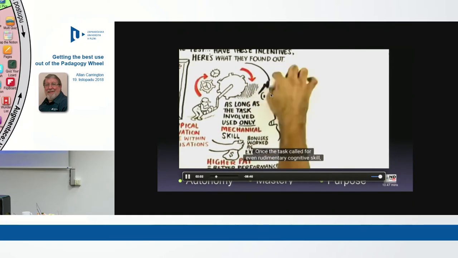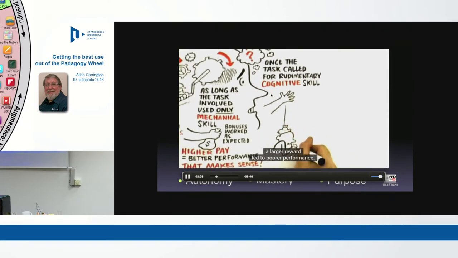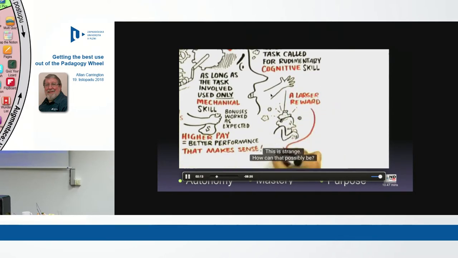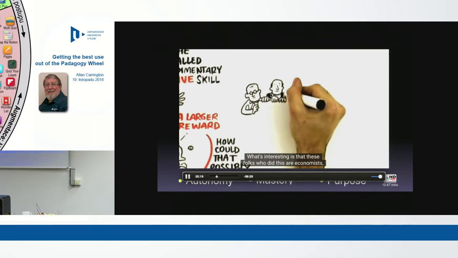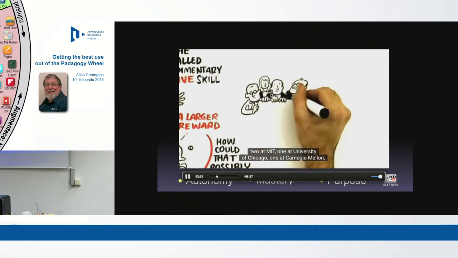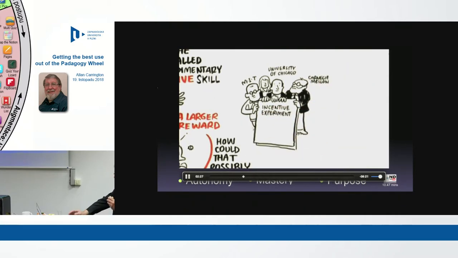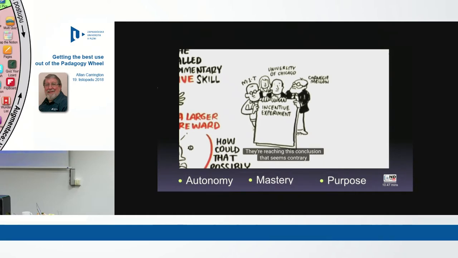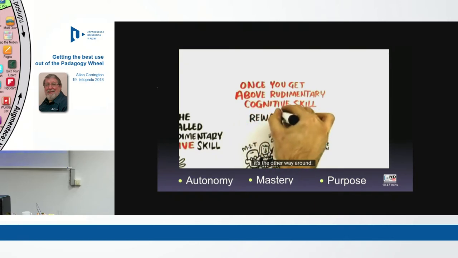But once the task called for even rudimentary cognitive skill, a larger reward led to poorer performance. Now this is strange, right? A larger reward led to poorer performance? How can that possibly be? Now, what's interesting about this is that these folks who did this are all economists, two at MIT, one at the University of Chicago, one at Carnegie Mellon, the top tier of the economics profession. And they're reaching this conclusion that seems contrary to what a lot of us learned in economics, which is that the higher the reward, the better the performance. And they're saying that once you get above rudimentary cognitive skill, it's the other way around.